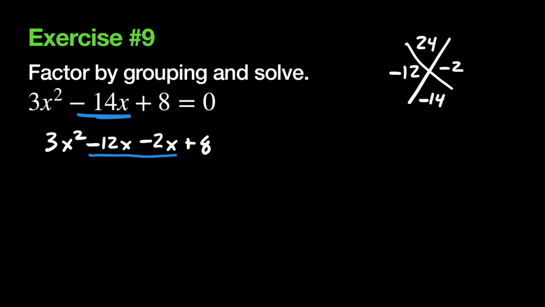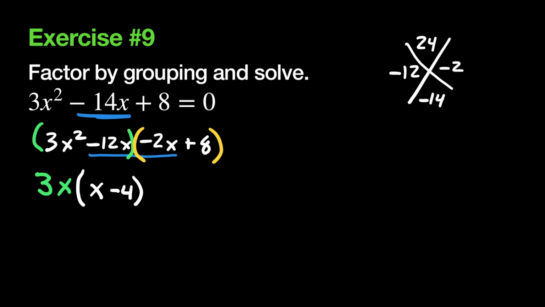Now we're going to start grouping. So I'm going to group the first two terms and the last two terms. The 3 and the negative 12 have the greatest common factor of 3. So that means that we're going to take out a 3, and they both have an x. So you're going to take out an x. You're going to be left with x, and then negative 12 divided by 3 is going to give you negative 4.